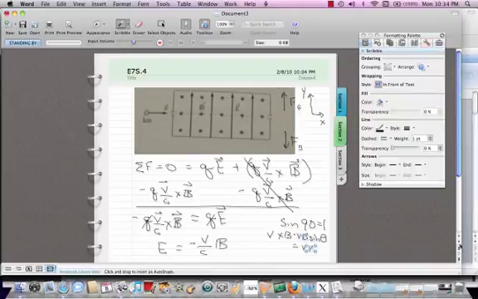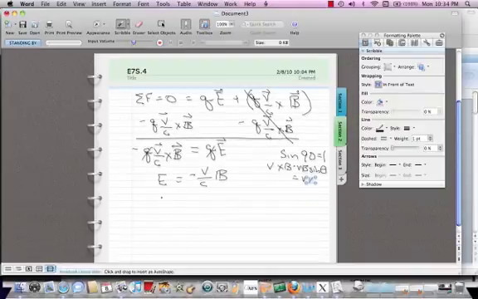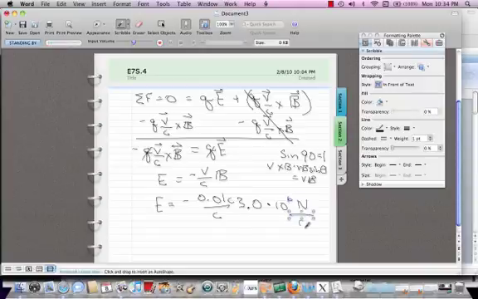Okay, so now I can plug in my numbers and I have E is equal to a negative 0.01 C over C, and B bar is 3.0 times 10 to the 6th newtons per coulomb. My C's cancel, and I find that E is equal to a negative 3.0 times 10 to the 4th newtons per coulomb.